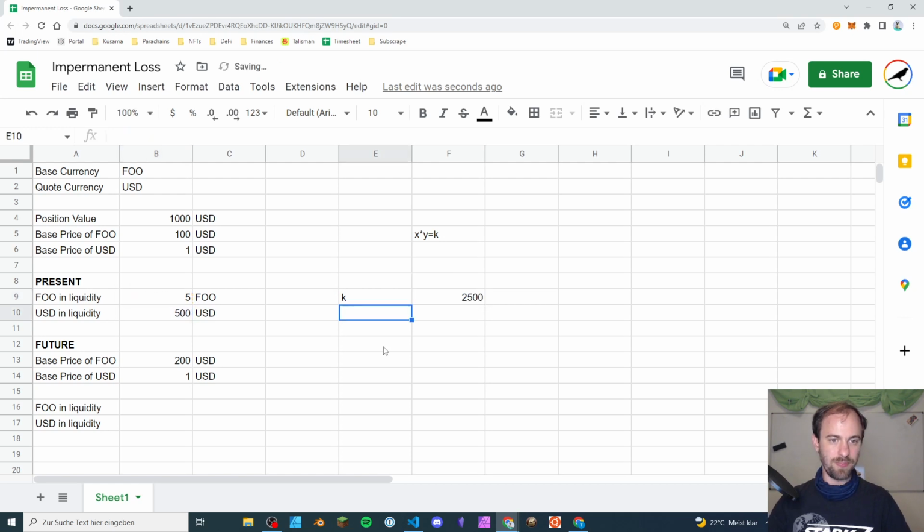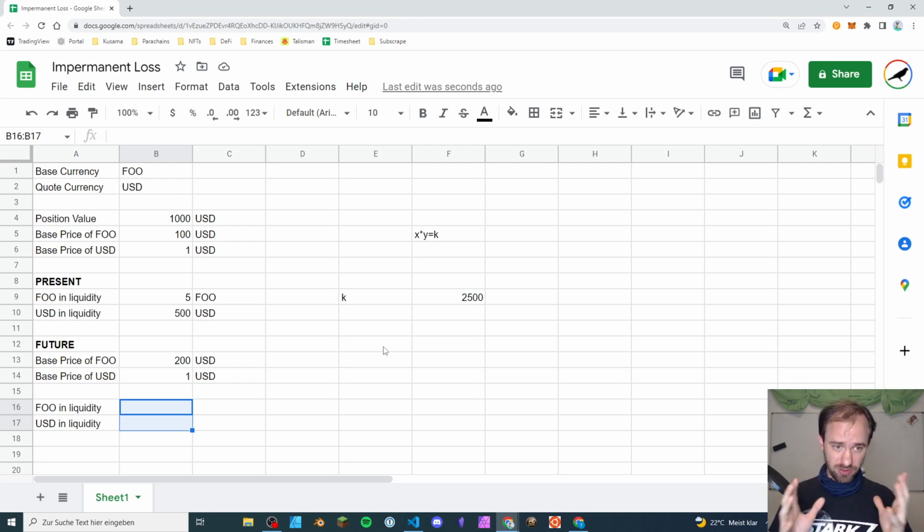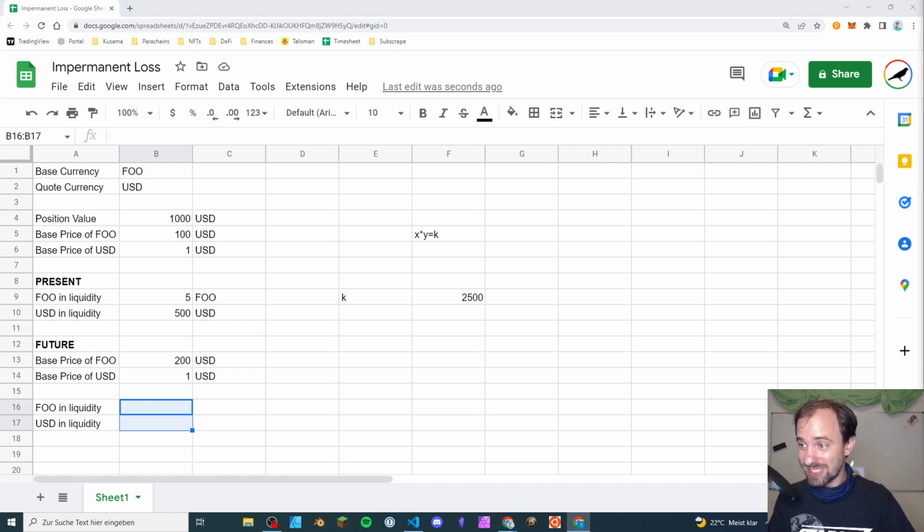x times y. So k, this is a number. It doesn't express anything. It's not a unit. It expresses the relationship of the value of foo versus US dollar. And so in the future, k also needs to be satisfied. Whatever there is in the liquidity in foo and USD, if you multiply it, you need to arrive at a k of 2,500 in this example. We played it through on Twitter. There is a derivation on how you arrive at this, but I will spare you the derivation. I will just show you what the result is.